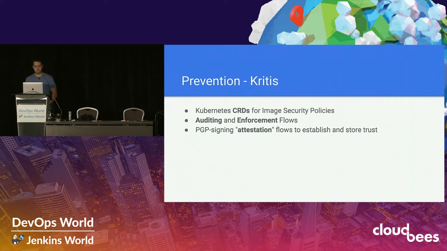Kritis uses a set of Kubernetes CRDs to define these policies, and I'll explain what those are in a minute. And it supports both auditing and enforcement-based flows. So for auditing, Kritis won't actually take any action to prevent things, but it will store information you can query on later if things are out of policy. And then the enforcement flow is actually active and will prevent pods from being scheduled that don't meet the policies you defined earlier. Finally, to establish that trust, it uses a series of PGP-based signatures called attestations, which are again stored back inside of the Grafeas library.